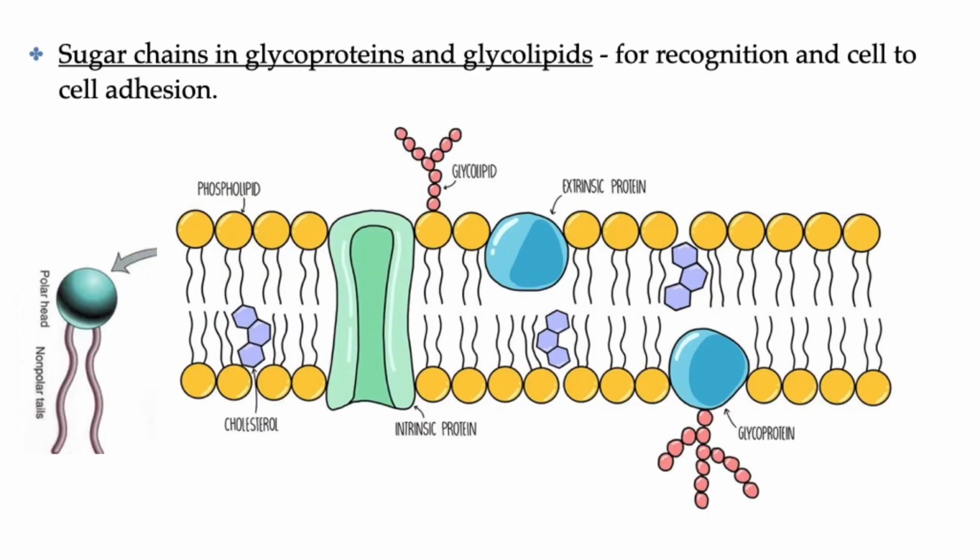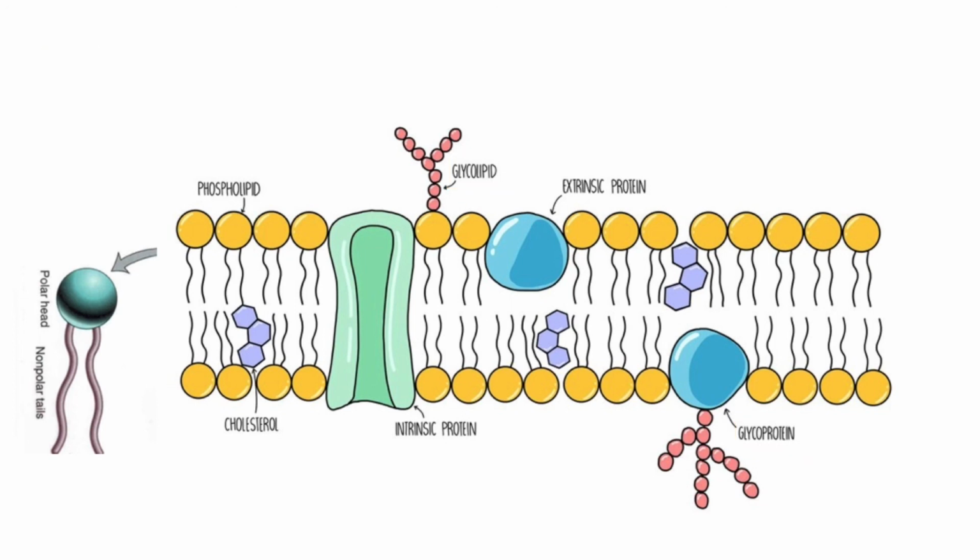Some of the proteins have sugar chains attached to them, forming glycoproteins. Glycoproteins have a variety of functions, but mainly serve as recognition signals to other cells. The sugar chains also serve a role in cell-to-cell adhesion, allowing cells to attach to other cells to form tissues. And while glycoproteins are proteins that are covalently bonded to carbohydrates, glycolipids are lipids that are bonded to carbohydrate molecules. And phospholipids are not the only lipid molecule found on the plasma membrane.